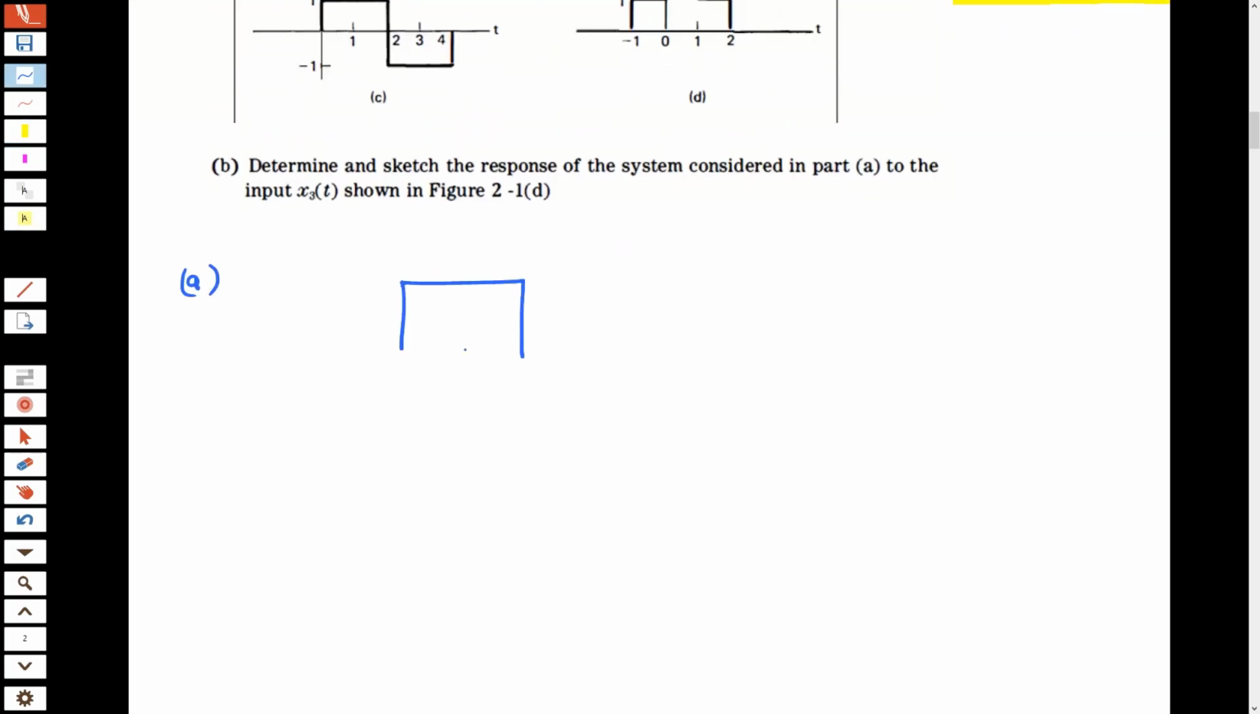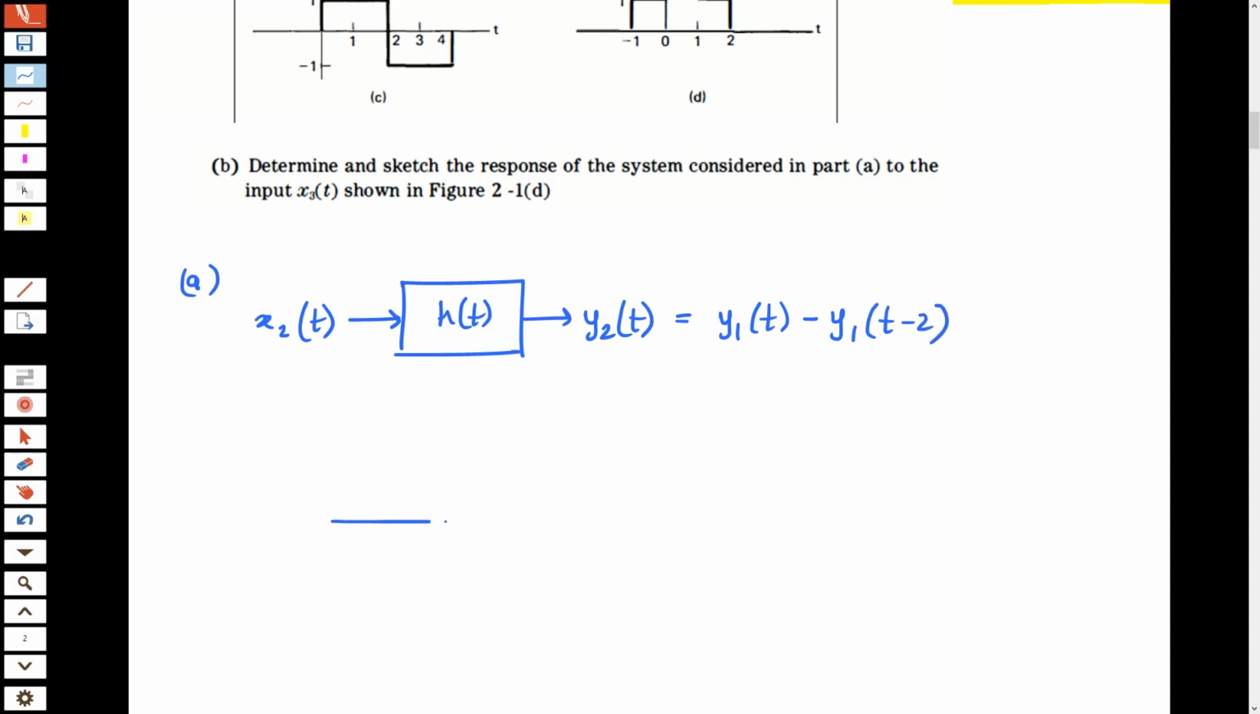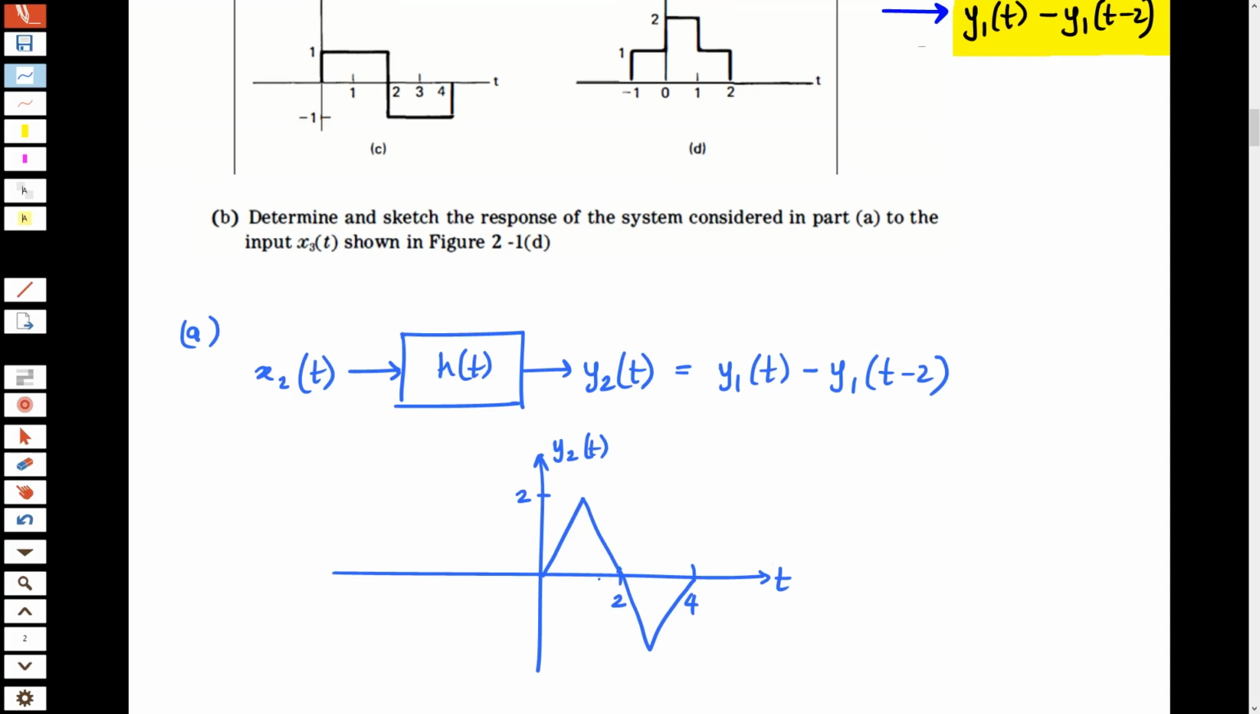That means you would say this is the system, and to this system, if x2(t) was the input, the output would be y2(t). Okay, and what is y2(t)? You just found y2(t) would be y1(t) minus y1(t-2). This is the determined value, and to sketch the signal you would make y2(t) like this, right? This is 2 units, this is 4 units. So this is y2(t), the response of the system when input is x2(t).